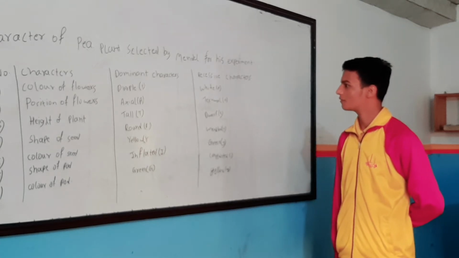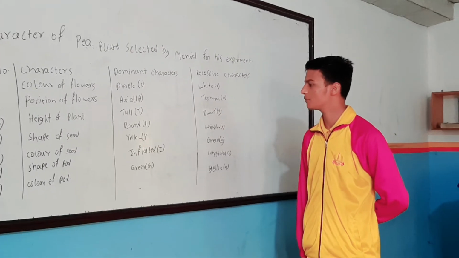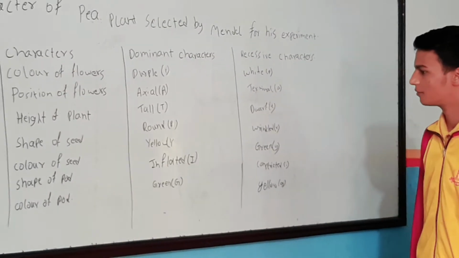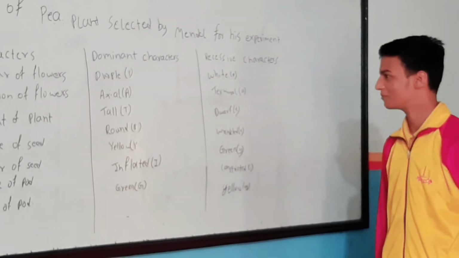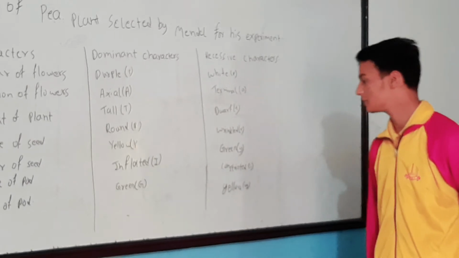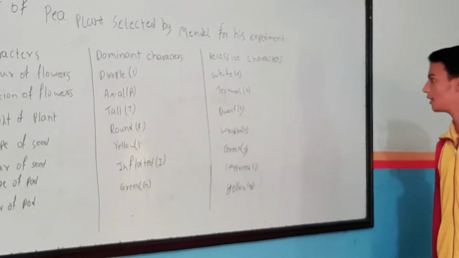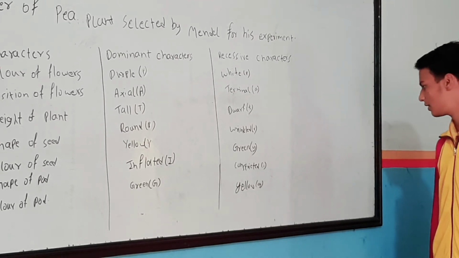They are color of flowers, position of flowers, height of plants, shape of seed, color of seed, shape of pod, color of pod. Dominant characters: purple, axial, tall, round, yellow, inflated, green. Recessive characters: white, terminal, dwarf, wrinkled, green, constricted, yellow.